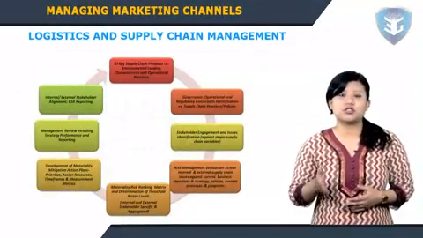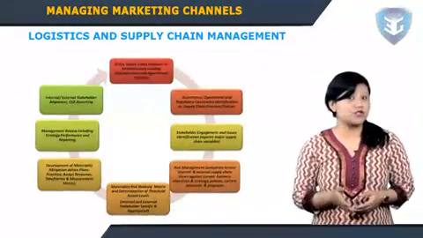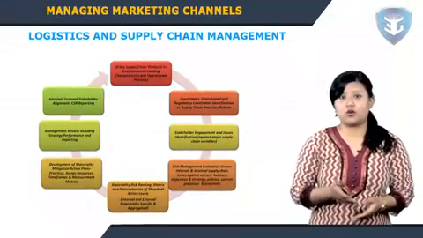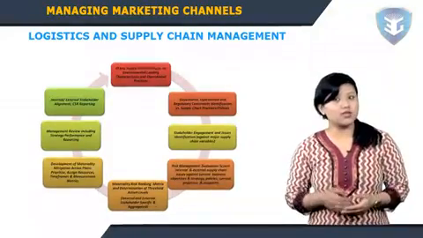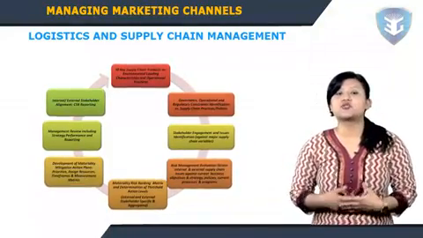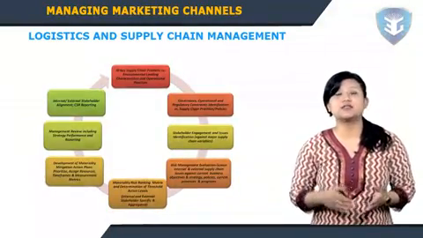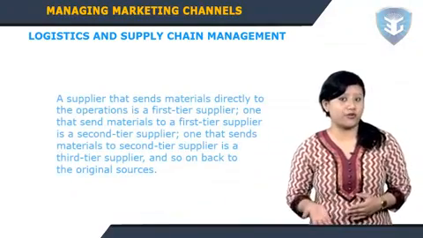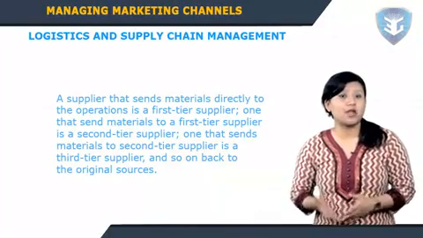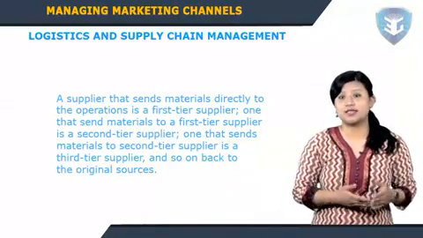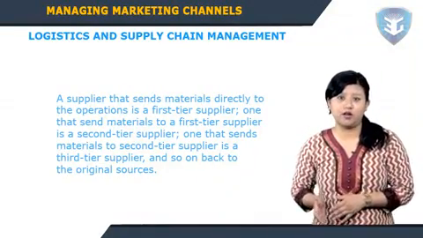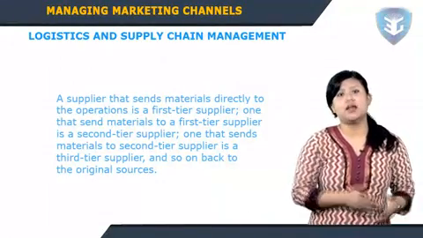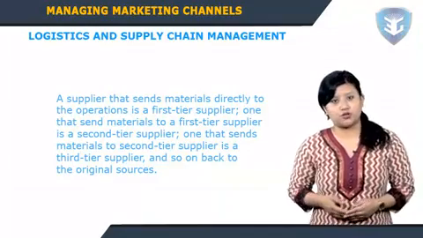Taking one organization's point of view, activities in front of it moving materials inwards are called upstream. Those after the organization moving materials outwards are called downstream. The upstream activities are divided into tiers of suppliers. A supplier that sends materials directly to the operations is a first-tier supplier. One that sends materials to a first-tier supplier is a second-tier supplier. One that sends materials to the second-tier supplier is a third-tier supplier, and so on back to the original sources.